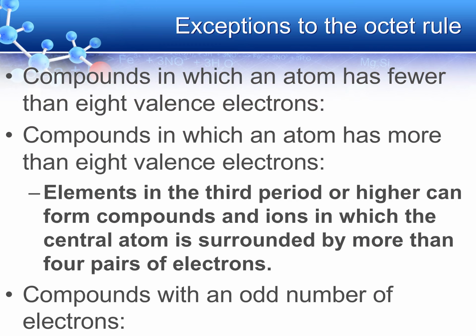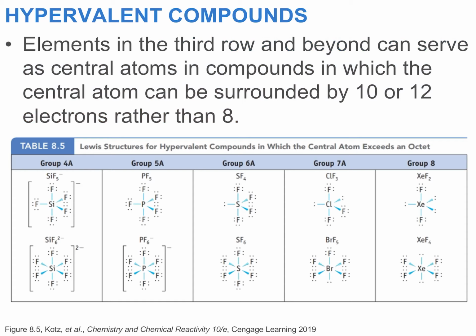So let's go on to another example. How about atoms that have more than 8 valence electrons? These are elements in the third period or higher. They can form compounds and ions in which the central atom is surrounded by more than 4 pairs of electrons. So let's look at examples here.